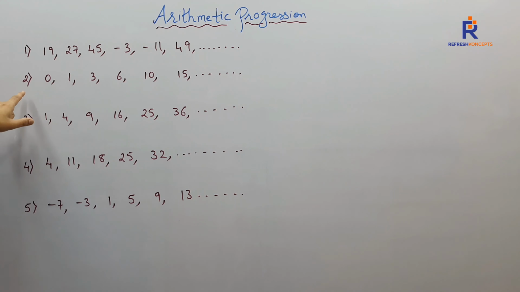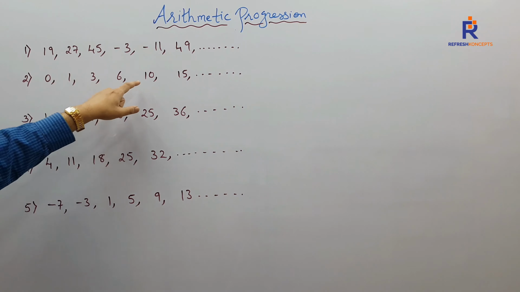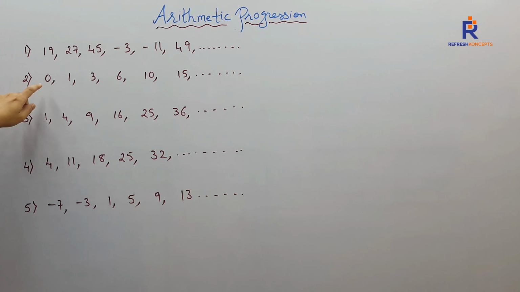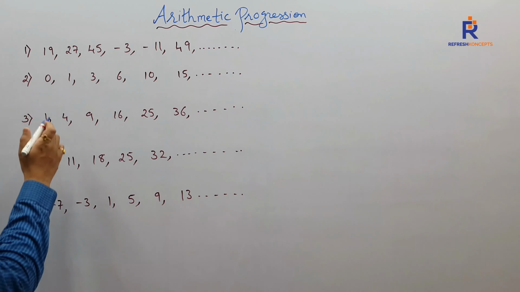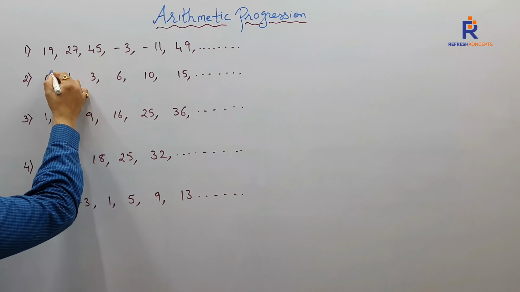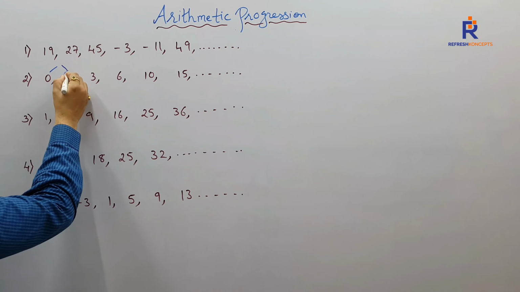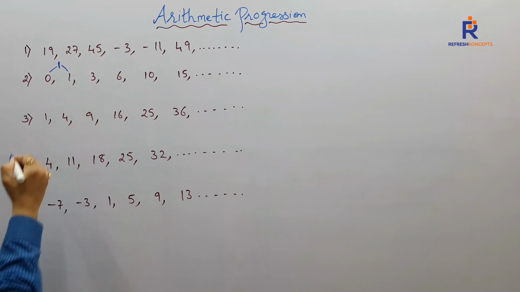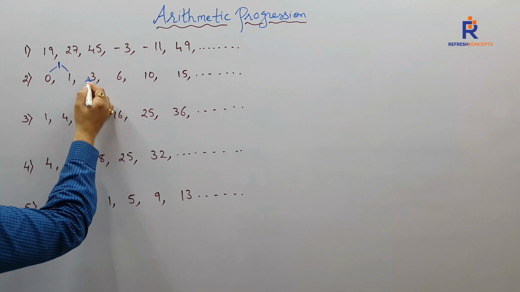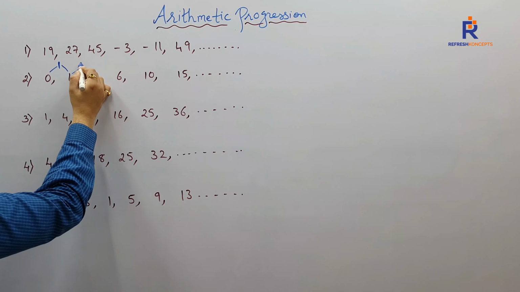Now if I take the second one, what is it saying? 0, 1, 3, 6, 10, 15. So this is termed as the first term, second term, third term. Now if I clearly look at it, what is the difference? This is 0, 1. So what is the difference between them? The difference between them is 1. 1, 3. What is the difference between them? The difference between them is 2.